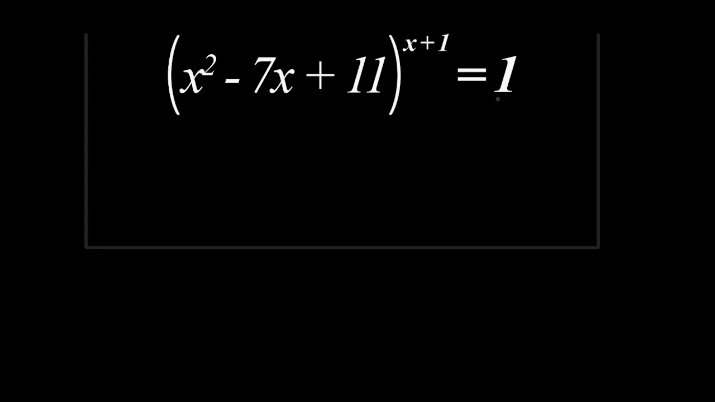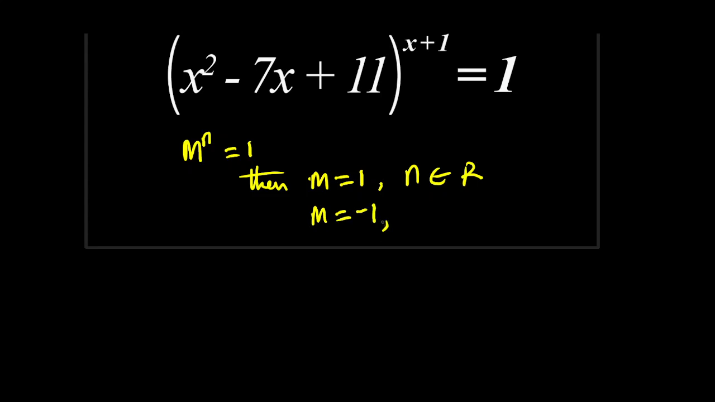This equation can equal 1 if and only if this one takes the value of 1, and x plus 1 can take any value so long as it is a real number. That is, the first condition is that if I have m to the power of n equal to 1, then I can say that m is equal to 1 if n belongs to the set of real numbers. Then I can also say that m is equal to negative 1.